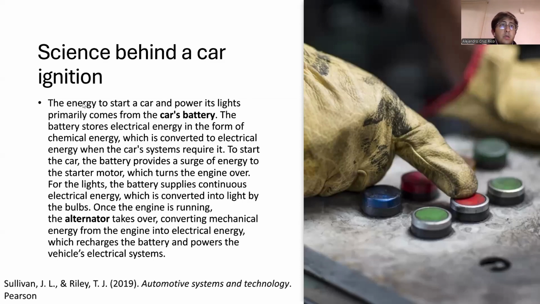The science behind a car ignition is that the energy to start a car and the power its lights primarily comes from the car's battery. The battery stores electrical energy in the form of chemical energy, which is converted to electrical energy when the car system requires it. To start the car, the battery provides a surge of energy to the starter motor, which turns the engine over. For the lights, the battery supplies continuous electrical energy, which is converted into light by the bulb. Once the engine is running, the alternator takes over, converting mechanical energy from the engine into electrical energy, which recharges the battery and powers the vehicle's electrical system.